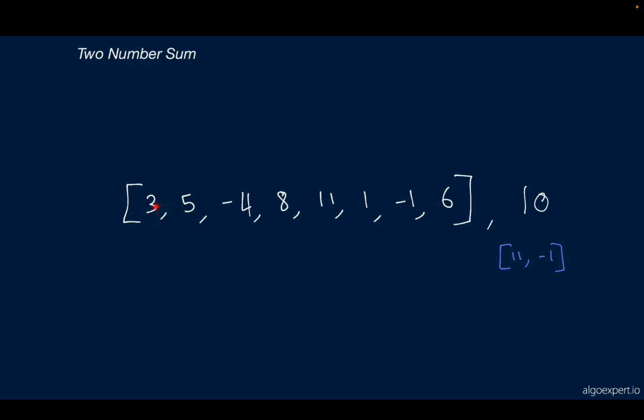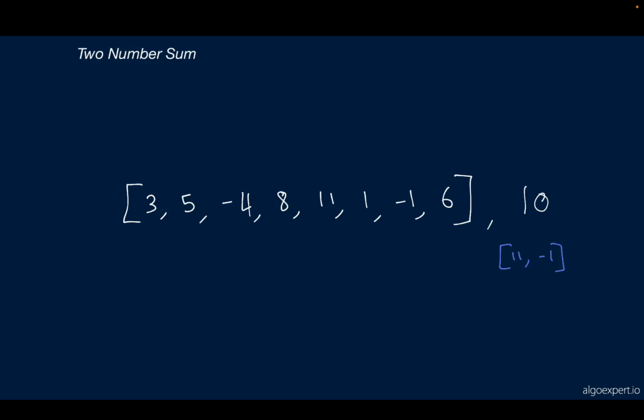In other words, you could start at 3 and traverse all the other numbers here and see if adding any of these numbers to 3 yields 10. Then you move on to 5 and you traverse all the other numbers and see if adding any of them to 5 gives 10, and so on and so forth, right? But the thing is, that's not very optimal from a time point of view, right? That's going to take O of n squared time because you're going to be doing two for loops.